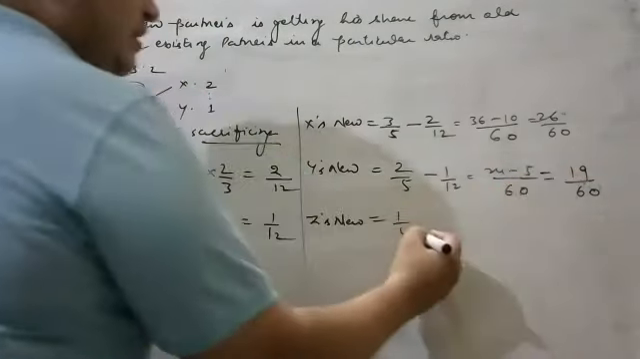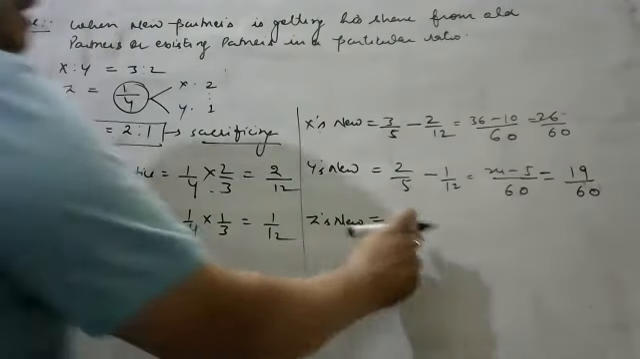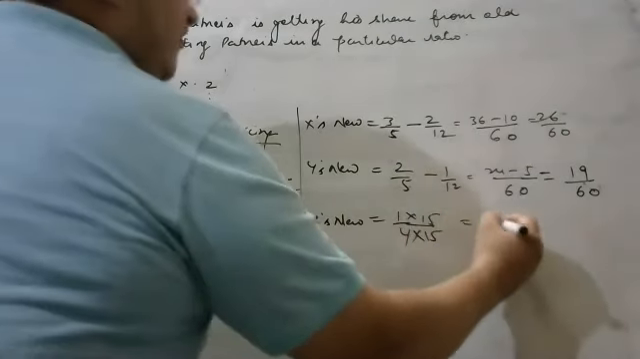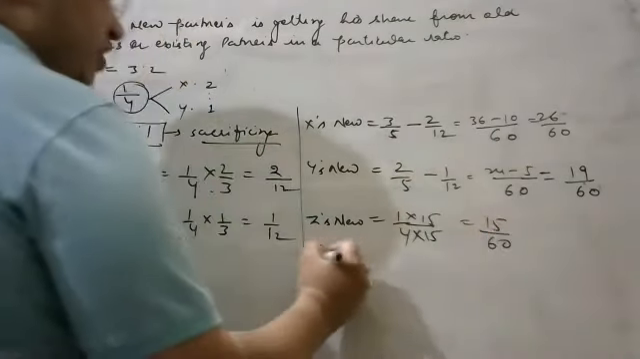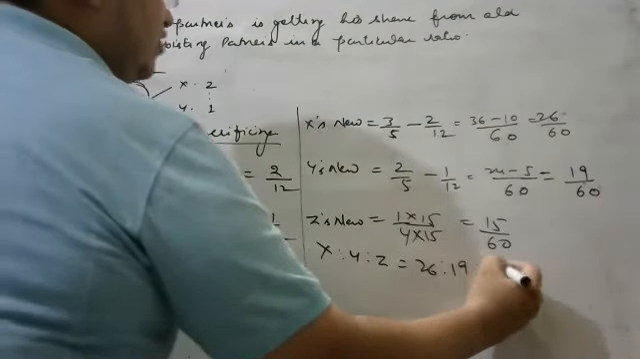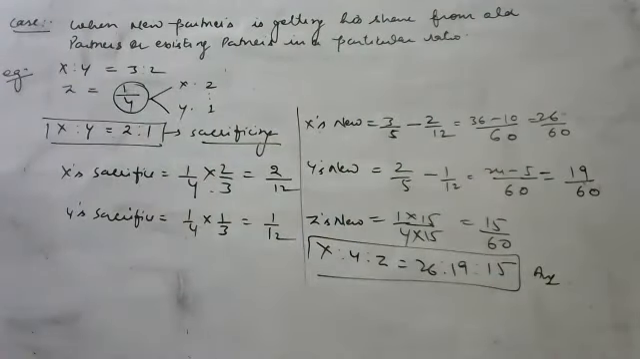Only convert the denominator, that is 60. Okay. तो 60 करने के लिए 15 multiplied by 15. So 15/60 we can say. So the new ratio of X, Y, Z will be 26:19:15. This is the answer. This is the same case which we have earlier just discussed.